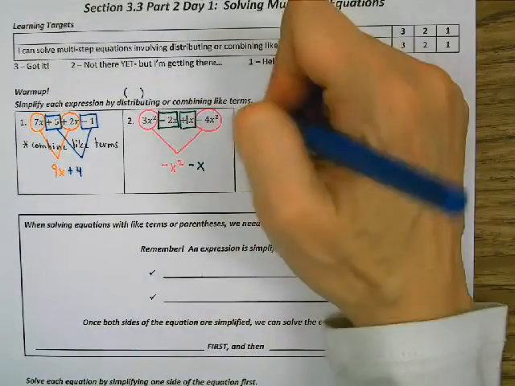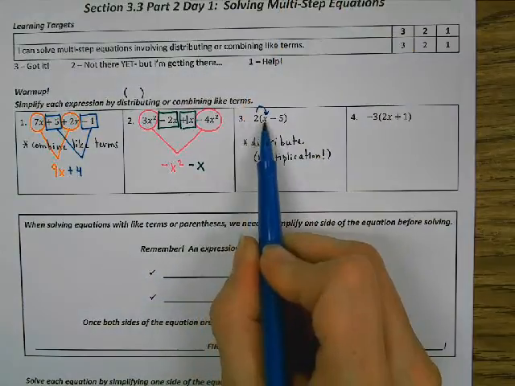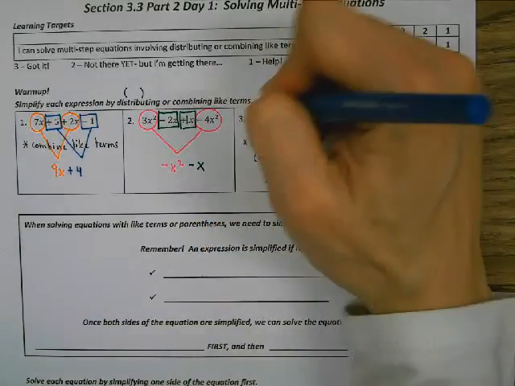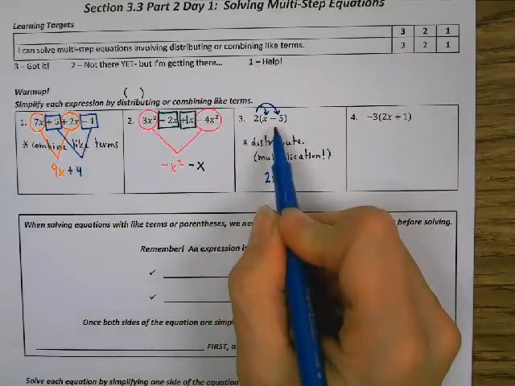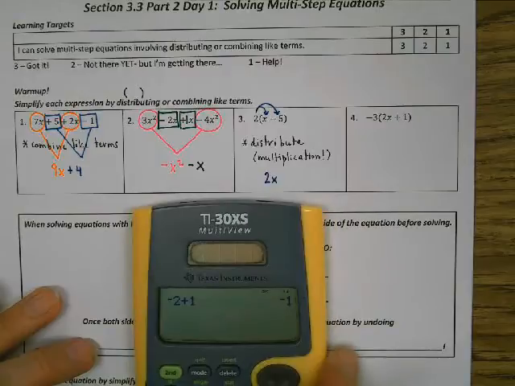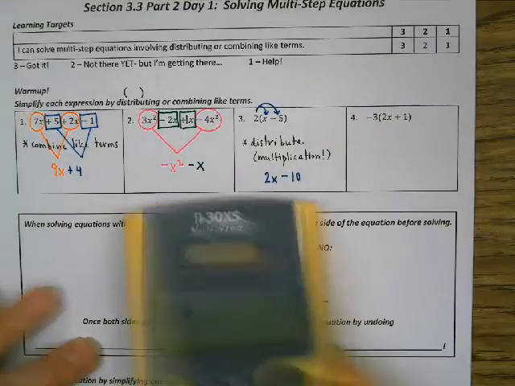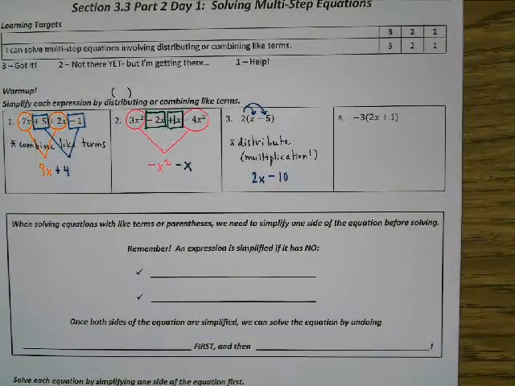So this is where we drew our arrows, and the arrows were telling us what to multiply. First I'm going to multiply 2 times x, which gives me 2x. Now on my second one here, I have to do 2 times a negative 5. So in my calculator, I would do 2 times negative 5, and I get a negative 10. So now my parentheses are gone, and I've simplified that expression.